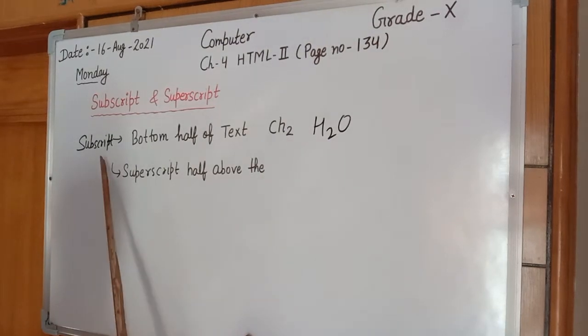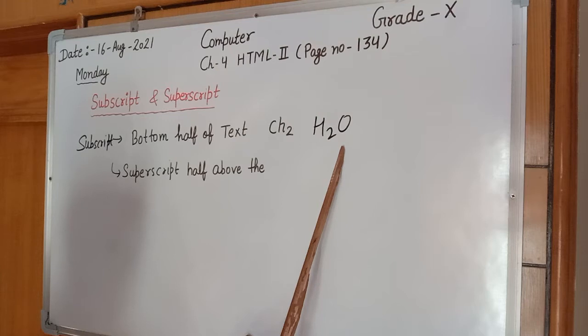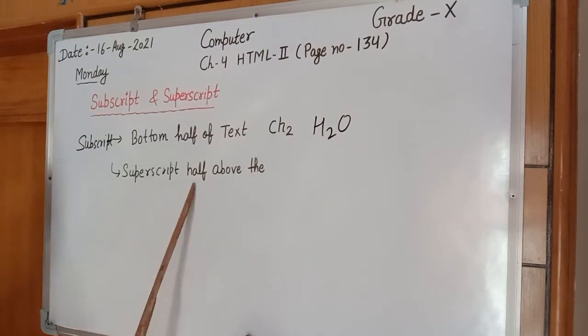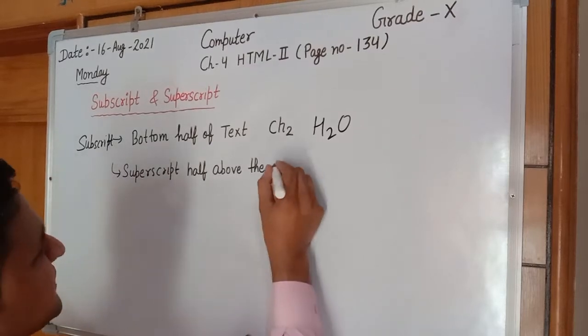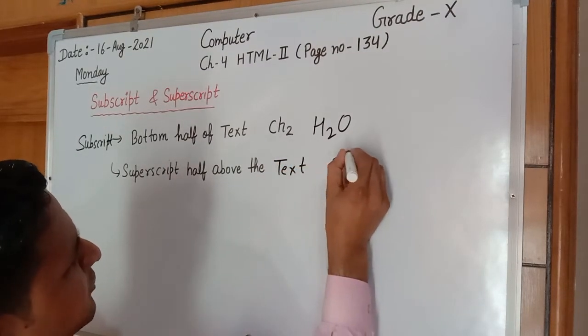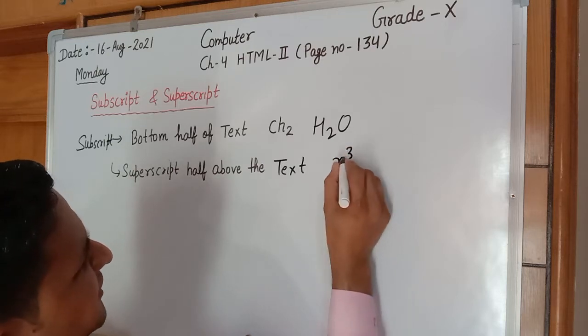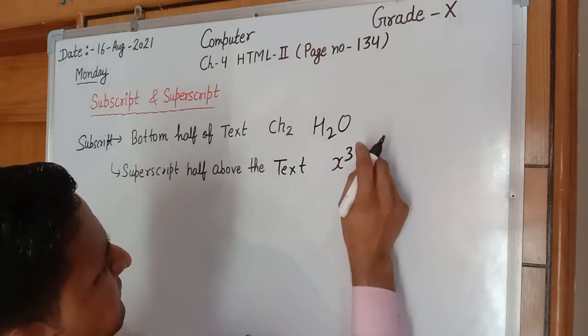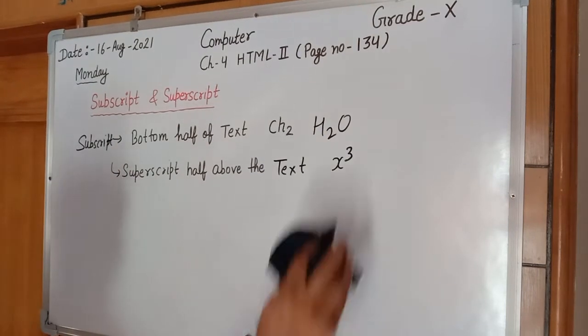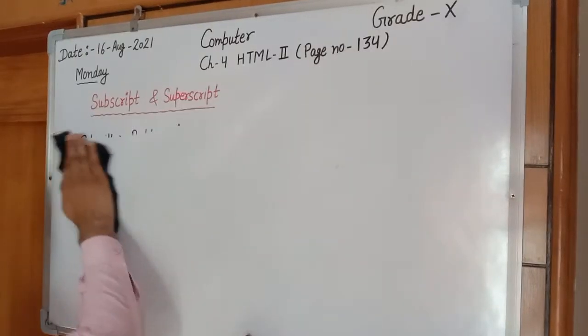So basically subscript is used in the case of chemical reactions, and superscript is the reverse of subscript, in which half part will be above the text position. Like I am writing x cube. 3 is half written on the position and half written above the position. So how will we make subscript and superscript in HTML?